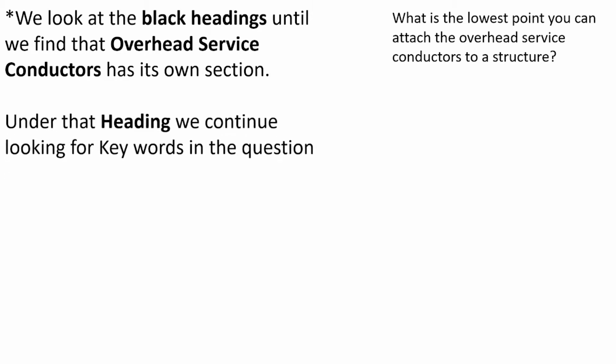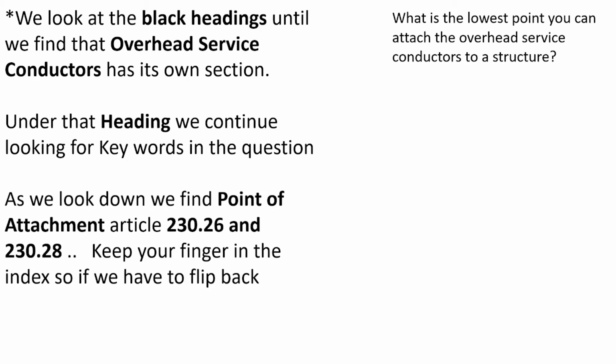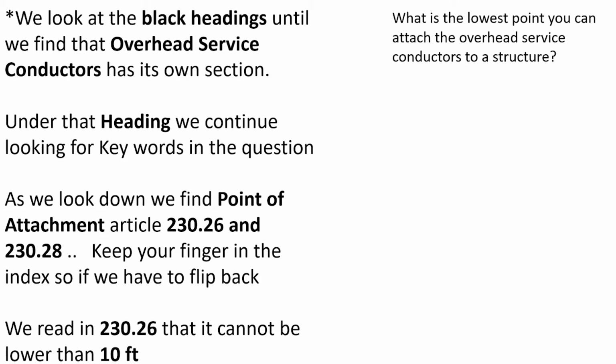Under that heading, we're going to continue to look for keywords in the question. As we look down, we find point of attachment. If you notice up in our question, what they were asking was the point it can be attached. So under our subsections, we're looking for something similar to our question. We find point of attachment. It refers us to two articles, 230.26 and 230.28. So we need to keep our finger in the back of the index just in case we need to flip back. We read that in 230.26 it cannot be lower than 10 feet.